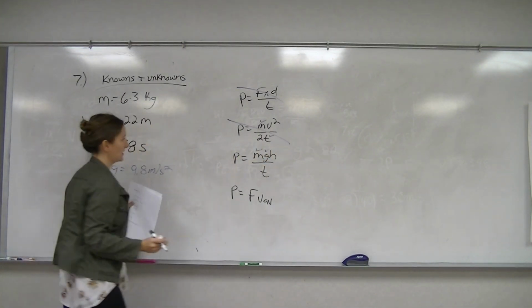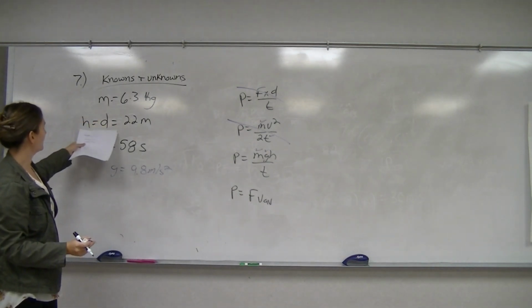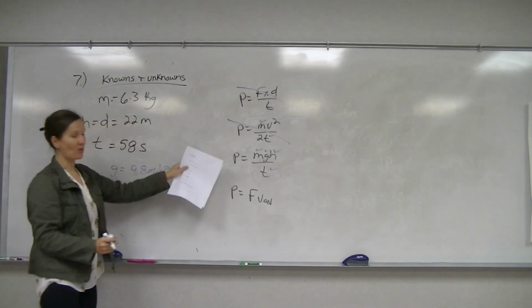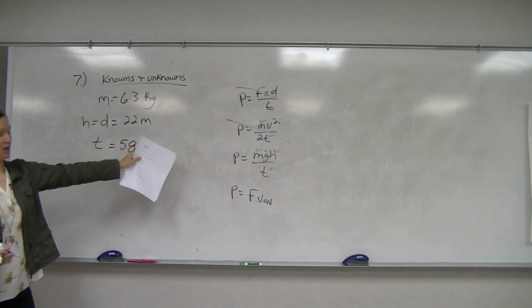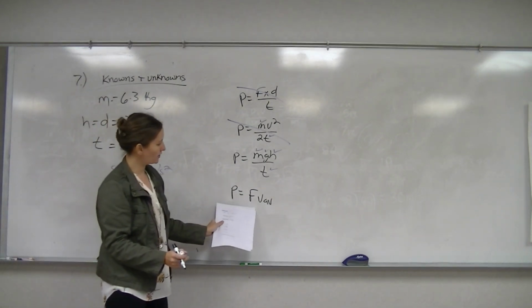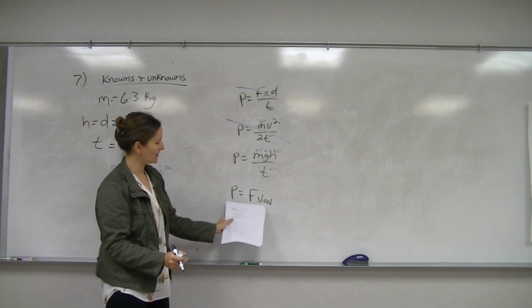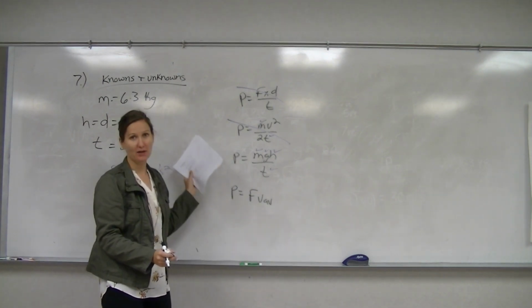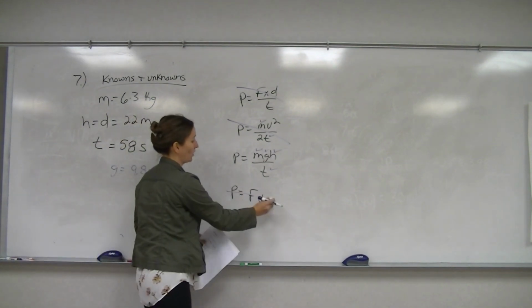We now have gravity. H, for a height or a distance. Yes. Do we have time? Yes. So that's the one I'm going to use. The only other choice is force times v ab, which means average velocity. We don't have a force and we don't have an average velocity, so that one wouldn't have worked either.